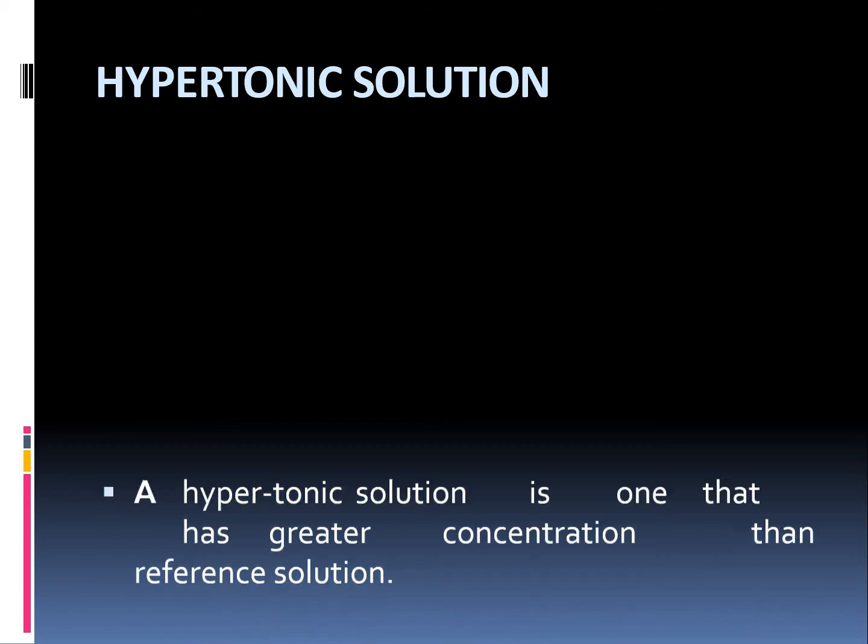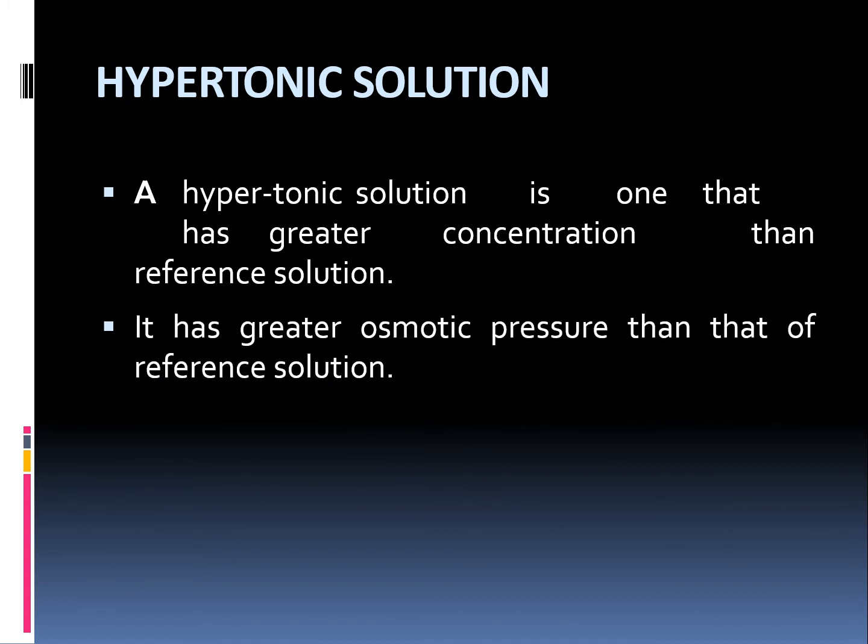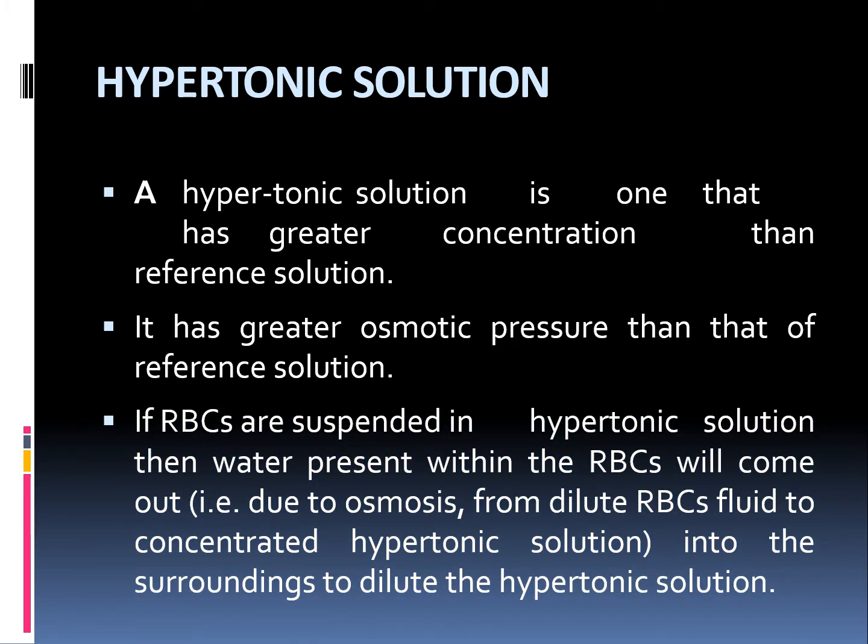Hypertonic solutions are the ones which have a greater concentration than the reference solution. They will have greater osmotic pressure than that of the reference solution. For example, if RBCs are suspended in a hypertonic solution, that is, the concentration of the solution is higher as compared to RBC, then what will happen? The water which is present within the RBC will come out. A hypertonic solution has a higher amount of salt and less water as compared to RBC, so to balance this, the water from the RBC will come out into the outer environment.